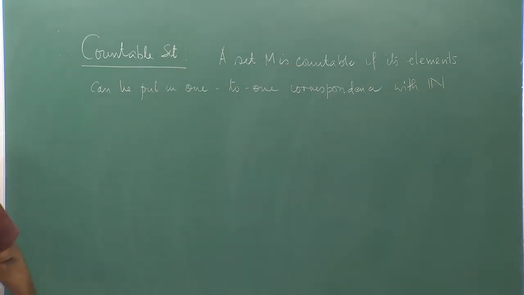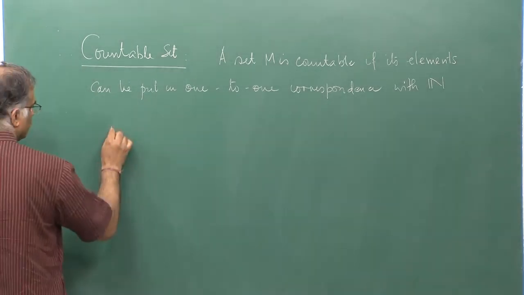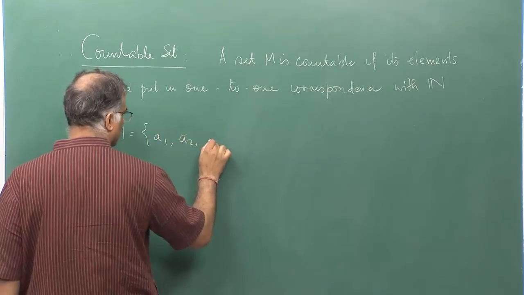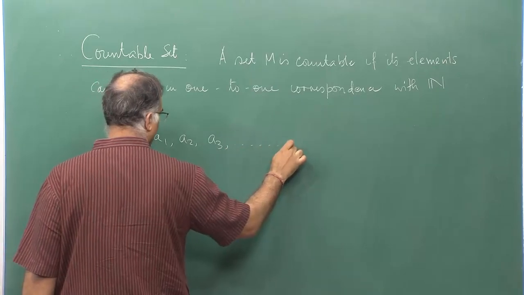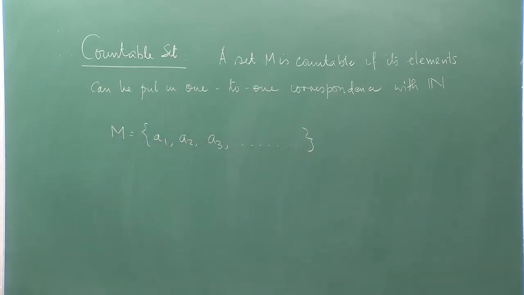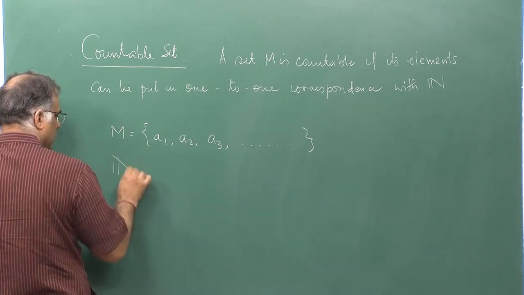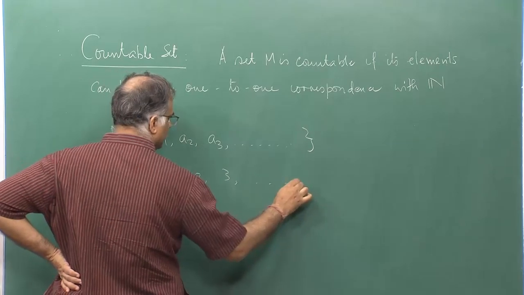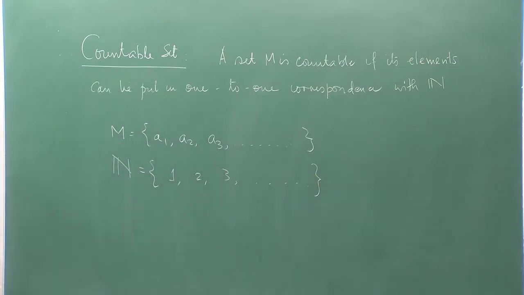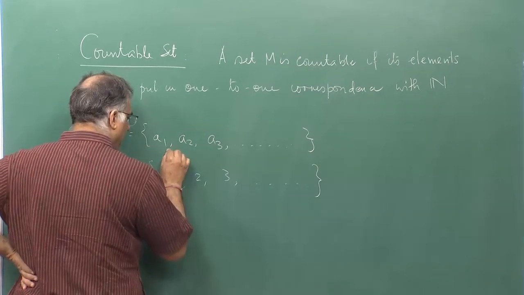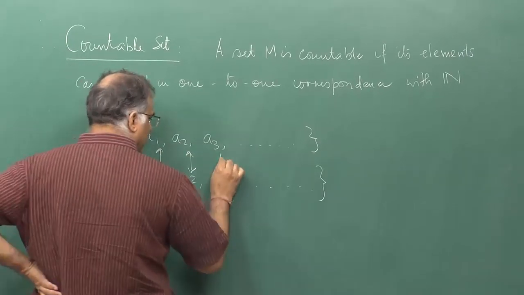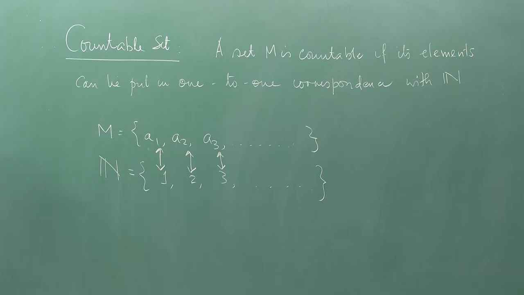So, if M consists of elements a1, a2, a3, and so on, it could be a finite set, it could be an infinite set, I am keeping that open. Then the set of natural numbers is this. And then this is the correspondence. So a1 is the first element, a2 is the second element, a3 is the third element, and so on.